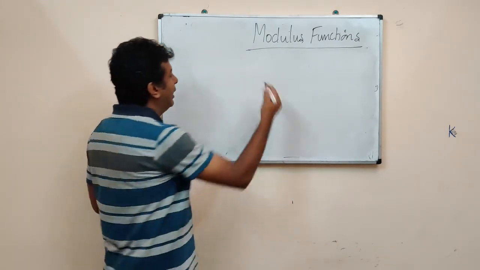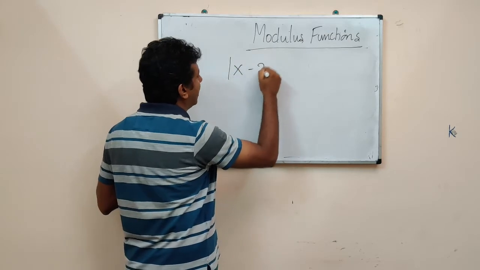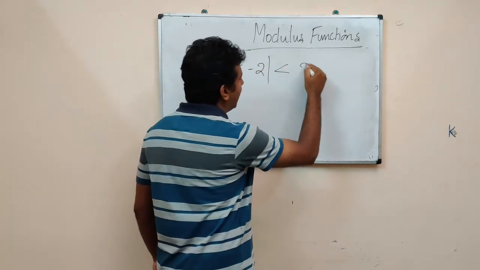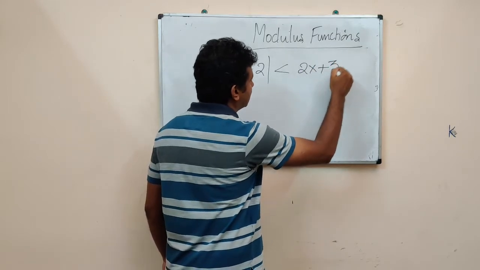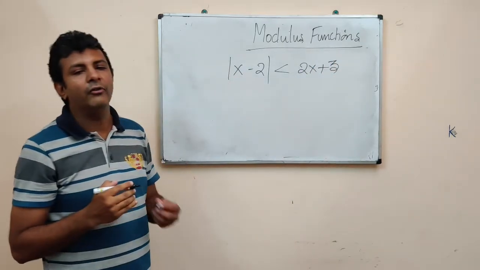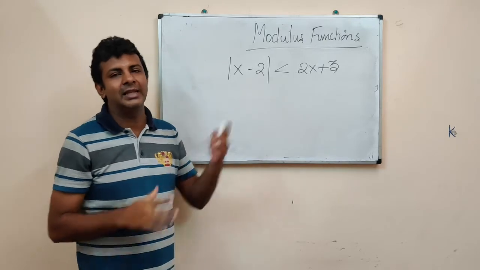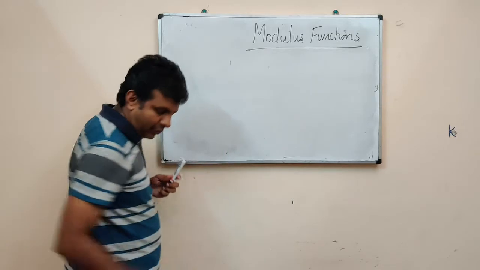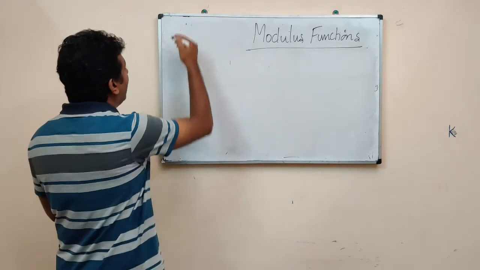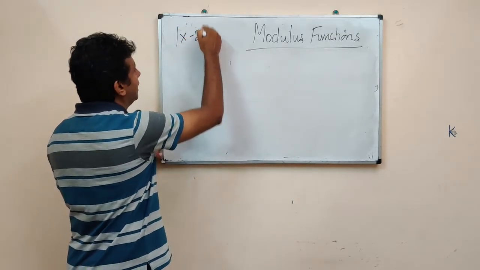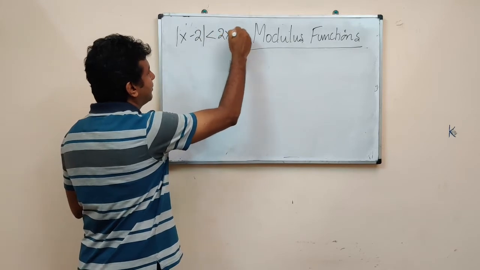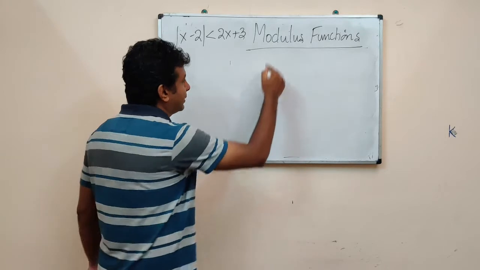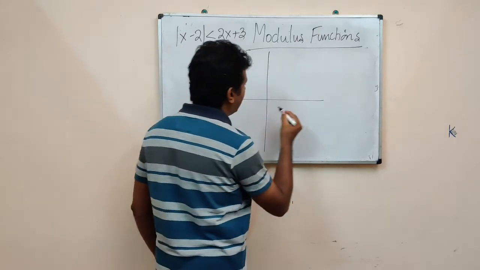Now, mod of x minus 2 less than 2x plus 3. This is the function. Remember this function. I'll just write it down in one corner of the board. Mod of x minus 2 is less than 2x plus 3. Now what do we do? We plot the graph.